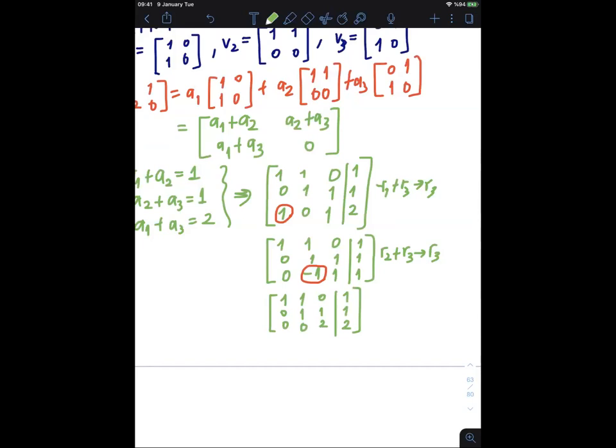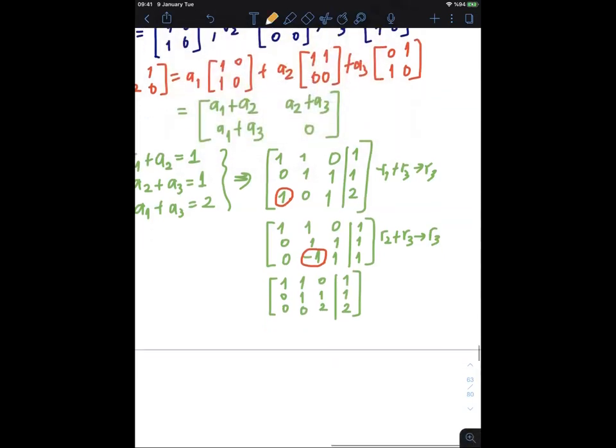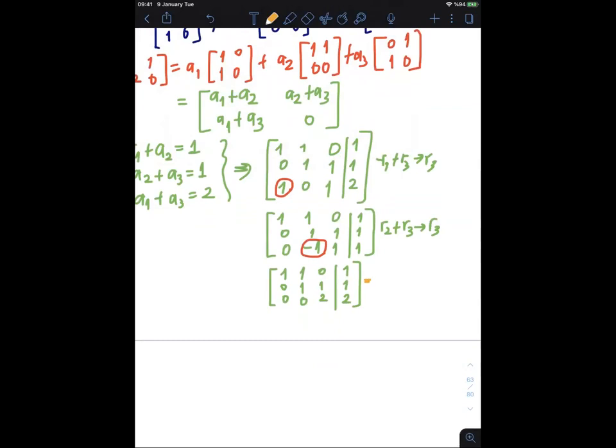Okay, now this is almost in reduced form. So from this, we can solve for A1, A2, A3. So this means 2A3 equals 2, which means A3 equals 1. And then we get A2 plus A3, the second equation, is 1. So since we know A3 is 1, A2 must be 0. And let's look at the final equation, A1 plus A2 equals 1. A2 is 0, so A1 must be 0.